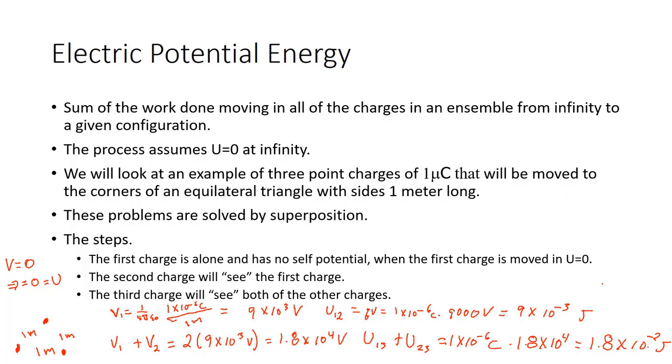and so the total energy for our system is going to be 1.8 times 10 to the minus 2 plus 9 times 10 to the minus 3, which is going to be 2.7 times 10 to the minus 2 joules.